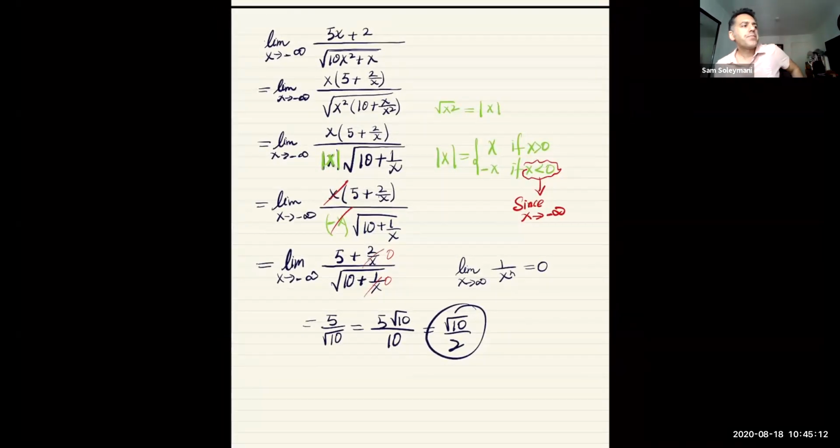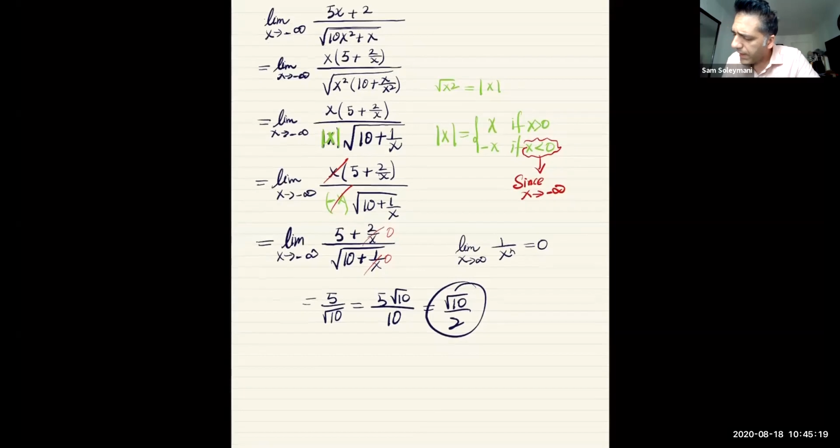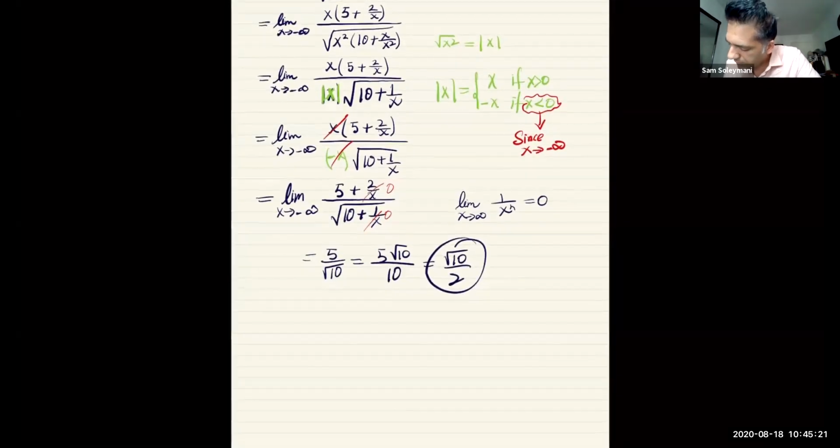Okay? Oh, I'm sorry, Professor. Did we need to keep the negative on the denominator? Did my negative go away? Did I kill my negative? Oh no, I killed my negative for sure. Yes, negative. Yeah.